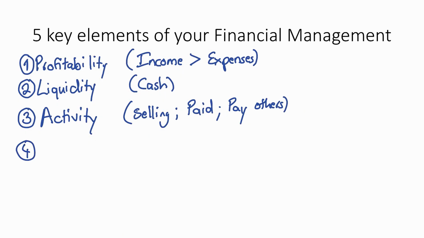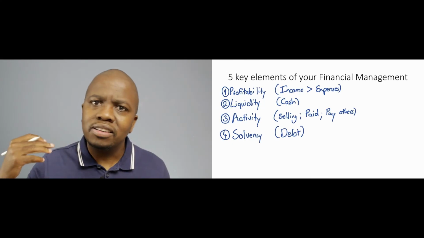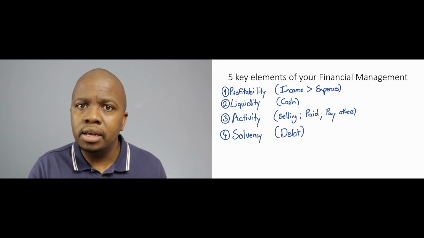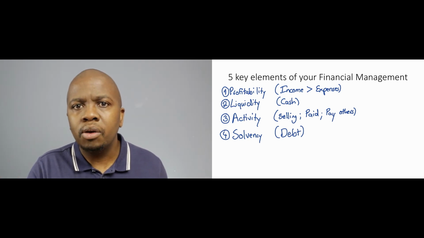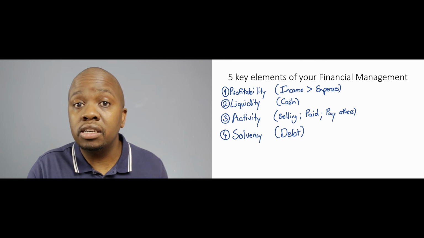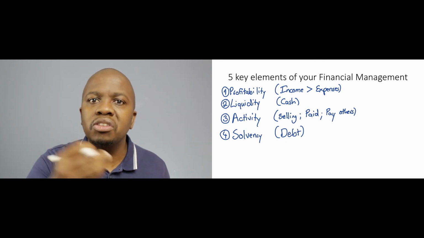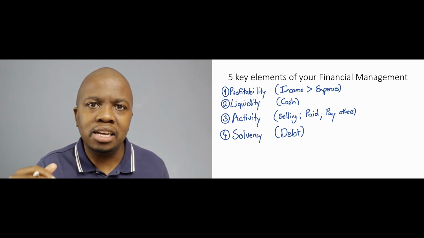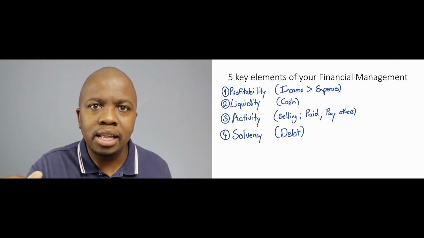The fourth element is related to solvency. And solvency merely means the use of debt in the business. If you owe a lot of people, it puts pressure on you because it increases even the interest that comes from that loan as well. So over a long term, we do encourage you to use debt because you can use debt to actually generate more profits. But you need to make sure that you're balancing that debt with your ability to pay that debt.